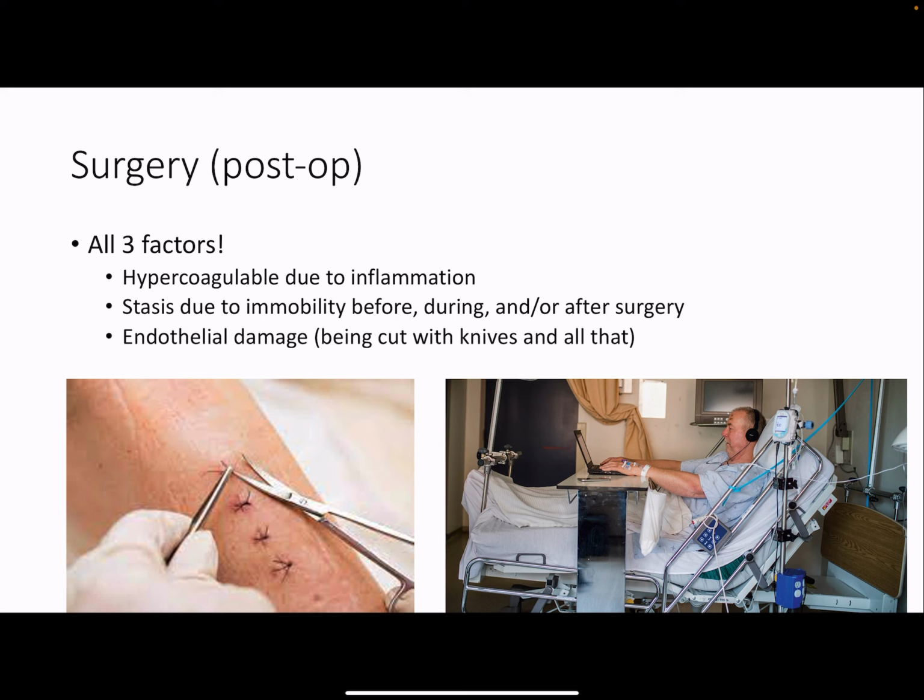So if you have surgery, this kind of checks all 3 boxes on the Virchow's triad. One, you have surgery, so someone's cutting into you, so you should have inflammation. That is going to basically lower the threshold of activation of your coagulation system, so the factors might activate. Plus, before, during, and after your surgery, you're probably not moving around as much. That's the stasis.